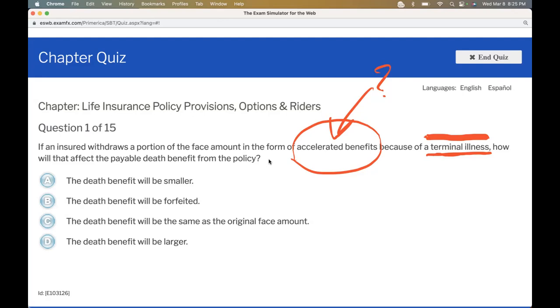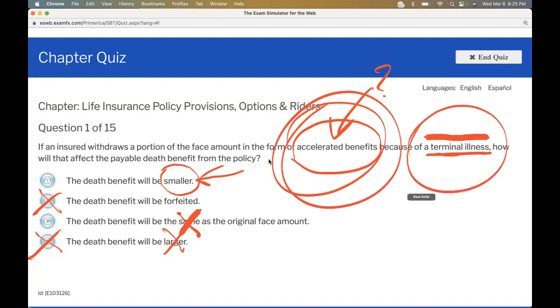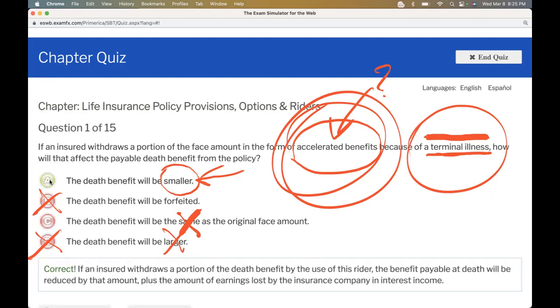Okay. But if you get it in advance, when you die, or when the person dies, is the death benefit going to be reduced to the beneficiaries? The beneficiaries get what? They get a smaller benefit. See that? It's not forfeited. So B is wrong. It's not larger. So D is wrong. See that? The death benefit will be the same? Nope, it's not the same. It's going to be smaller because you took some of it in advance because you were terminally ill. All right, that's good enough. If you get this question on the test, you should be able to get it right, because that's all you need to know about accelerated benefit rider.